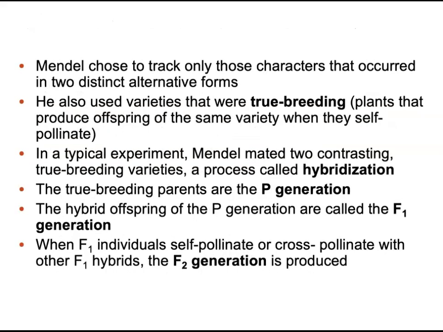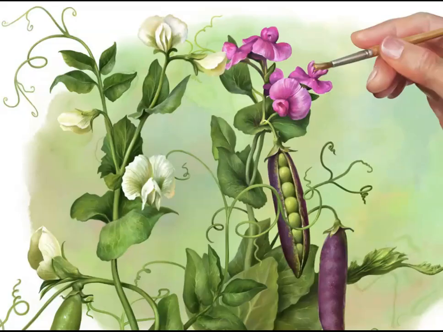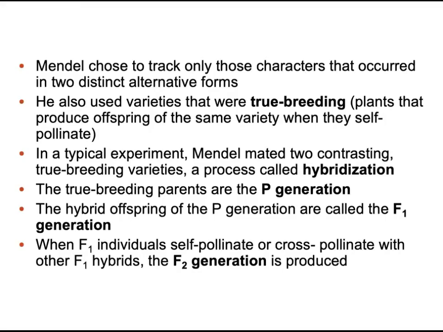There are many different characters associated with pea plants, but Mendel chose to track only those characters that occurred in two distinct alternative forms. He also used varieties that were true breeding, which are plants that produce offspring of the same variety when you continue to self-pollinate them. This means if you breed a purple flower with itself, you will always get purple flower plants as offspring.